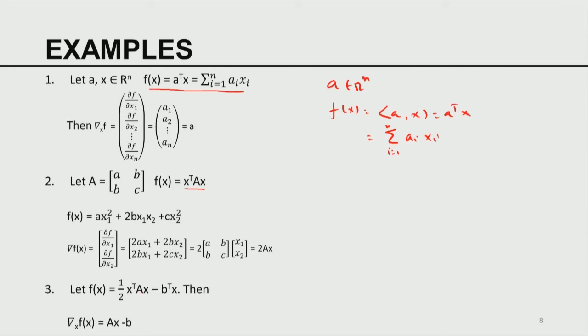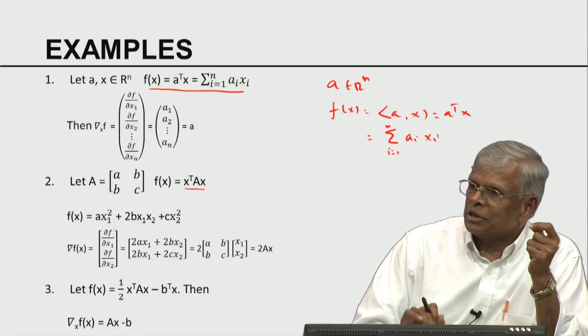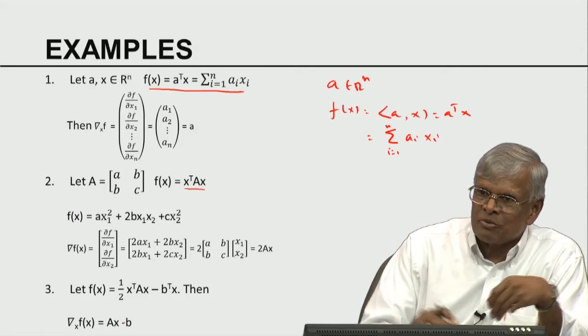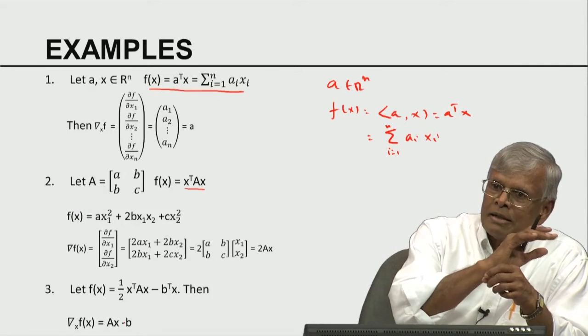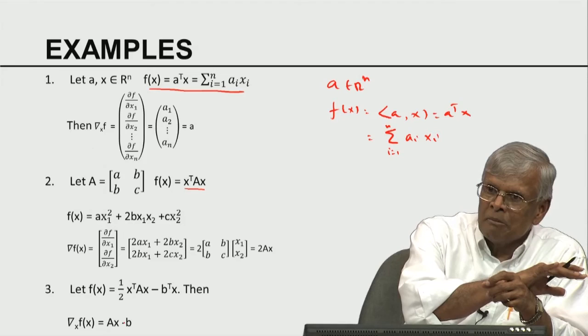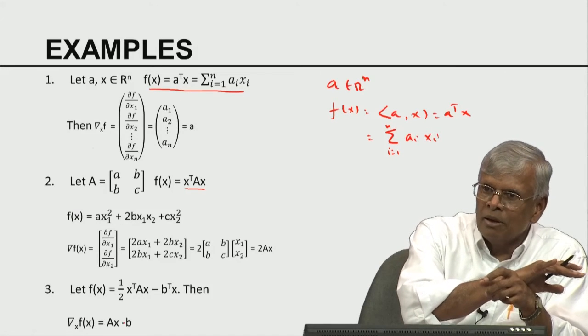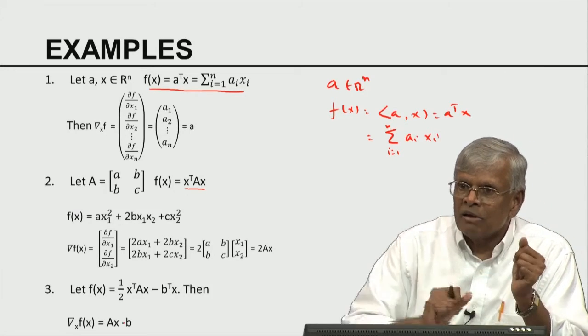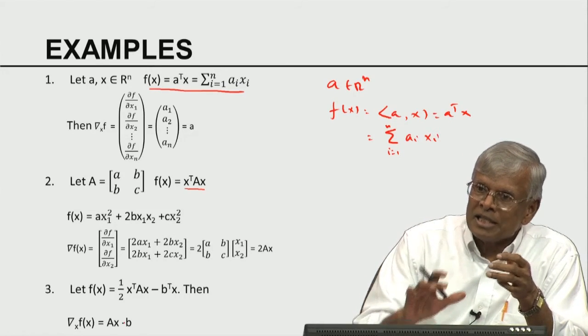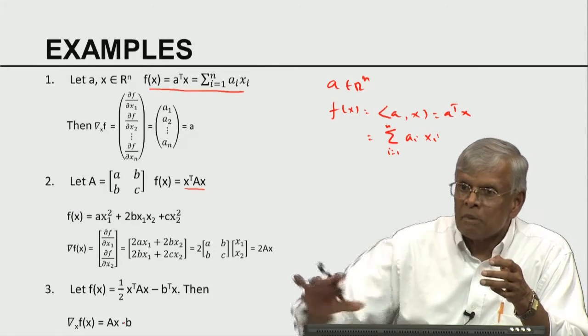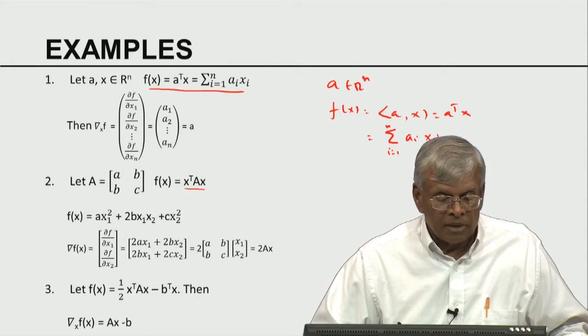When f of x is equal to 1 half of x transpose Ax minus b transpose x, the gradient is Ax minus b, by combining 1 and 2. Anybody who has done 3D-Var should immediately recognize that these terms very naturally occur in 3D-Var. So when you read 3D-Var without recognizing that these are all tools from multivariate calculus, you will have more trouble. Now if you know this, 3D-Var will become a simple exercise. And that is the reason why I believe that it is necessary to understand many of these basic concepts before you start data simulation algorithms.